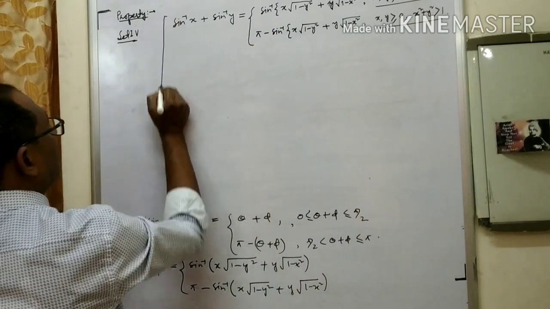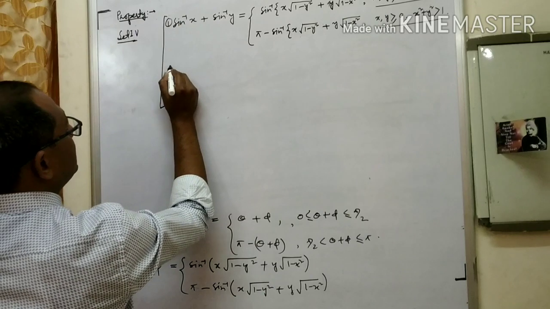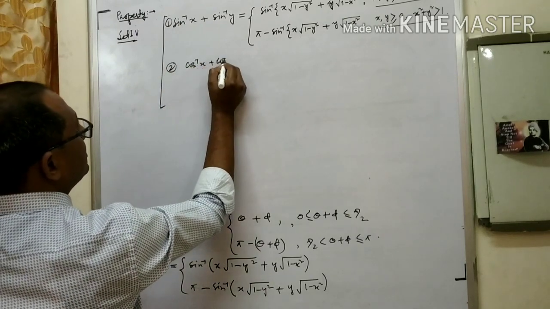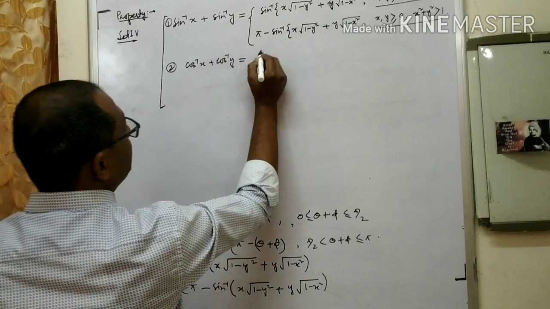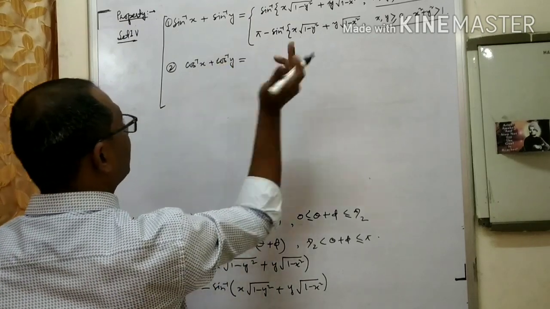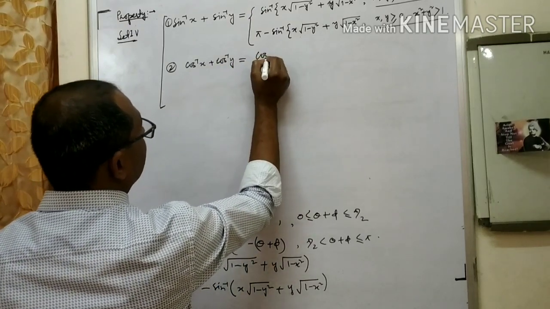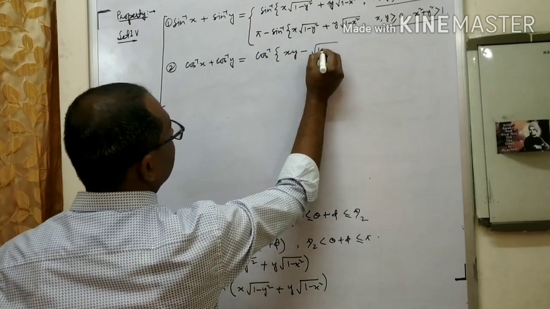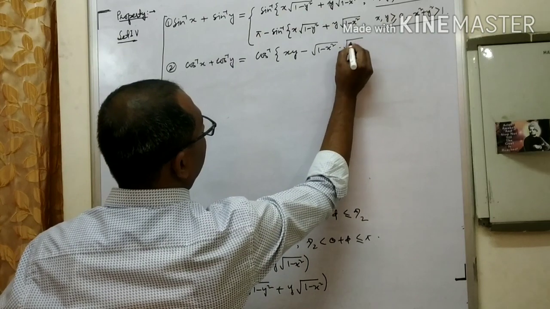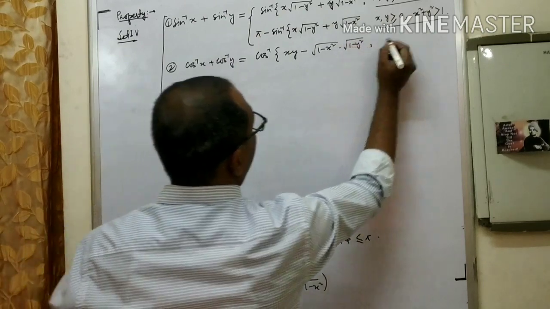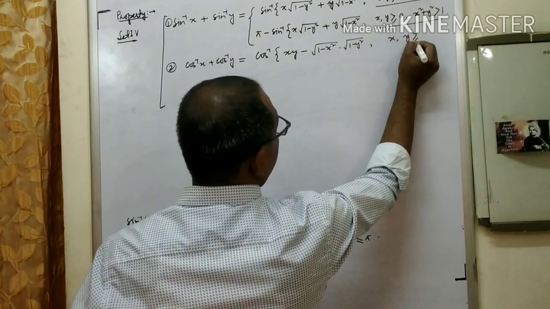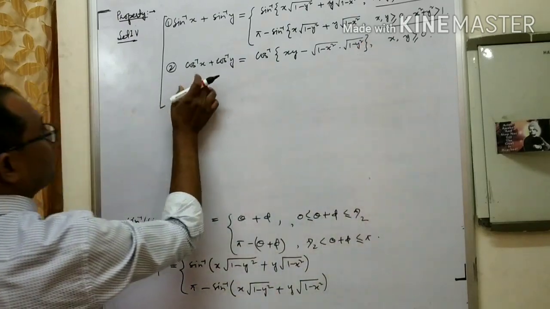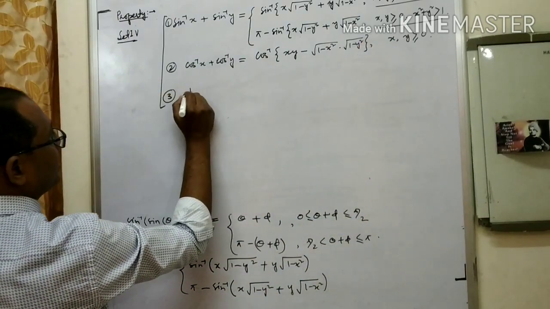Property 4. One was this, the second one is cos inverse of x plus cos inverse of y, which will have only one value: cos inverse of xy minus root over 1 minus x squared into root over 1 minus y squared, where x and y are both positive. Okay, this is the result for cos inverse, and the third one is for tan inverse.